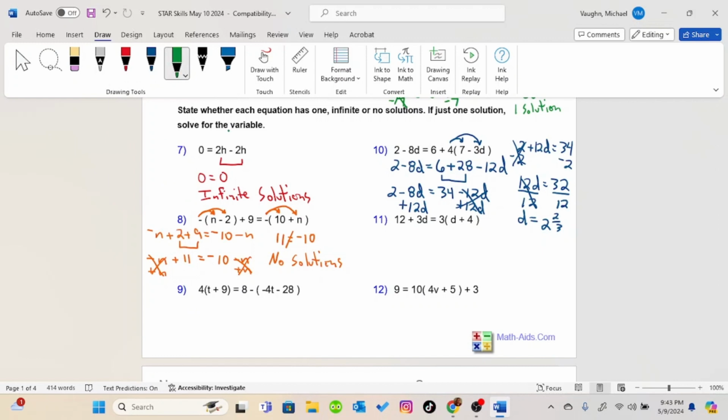Number 11. We're going to use the distribution property. We have 12 plus 3d equals 3 times d is 3d, and 3 times 4 is 12. We can see that both sides are the same, so this is going to have infinite solutions.